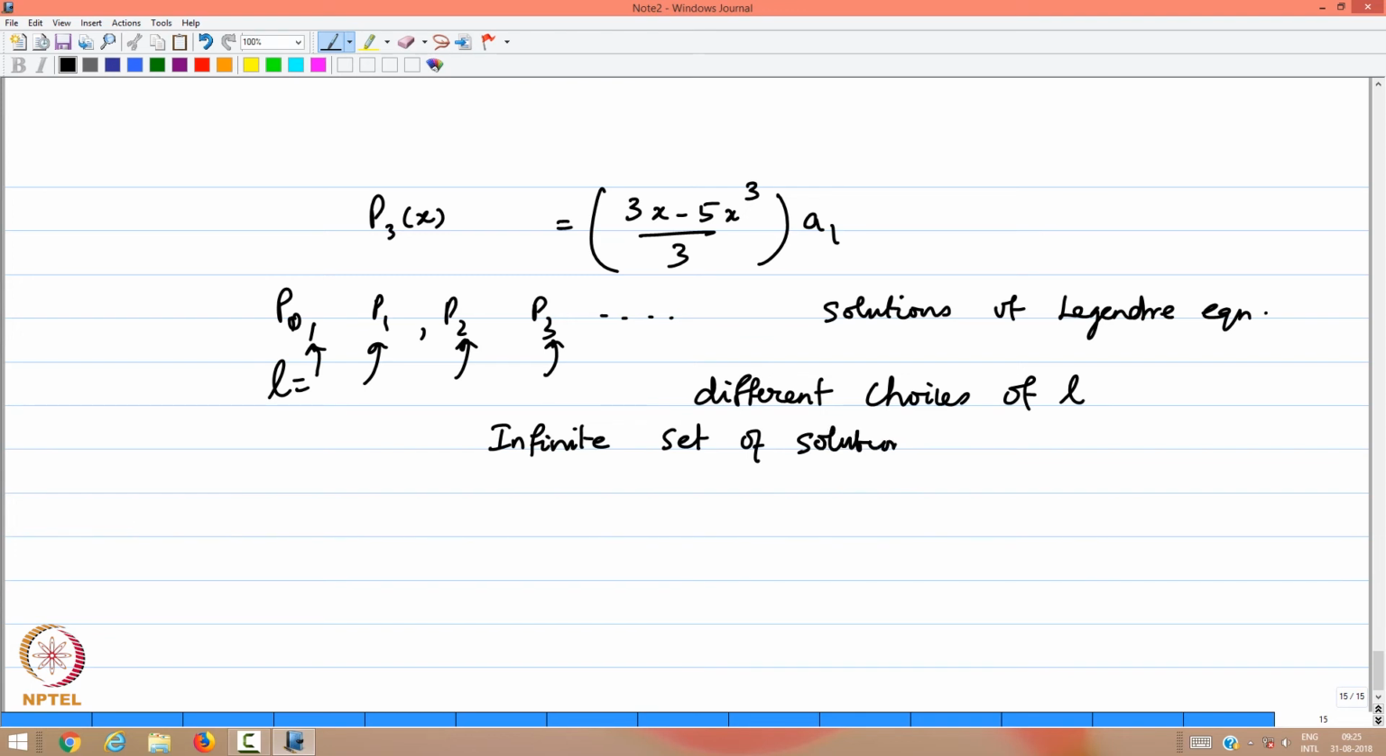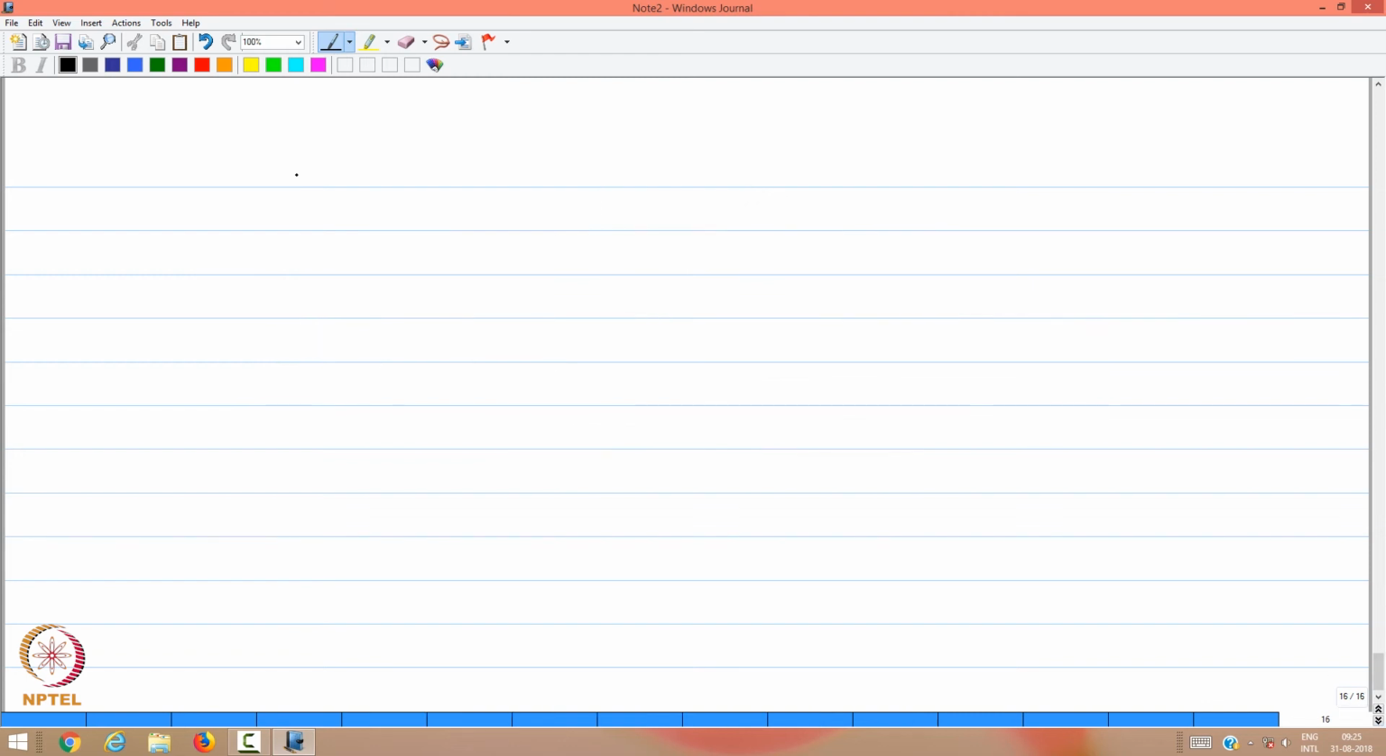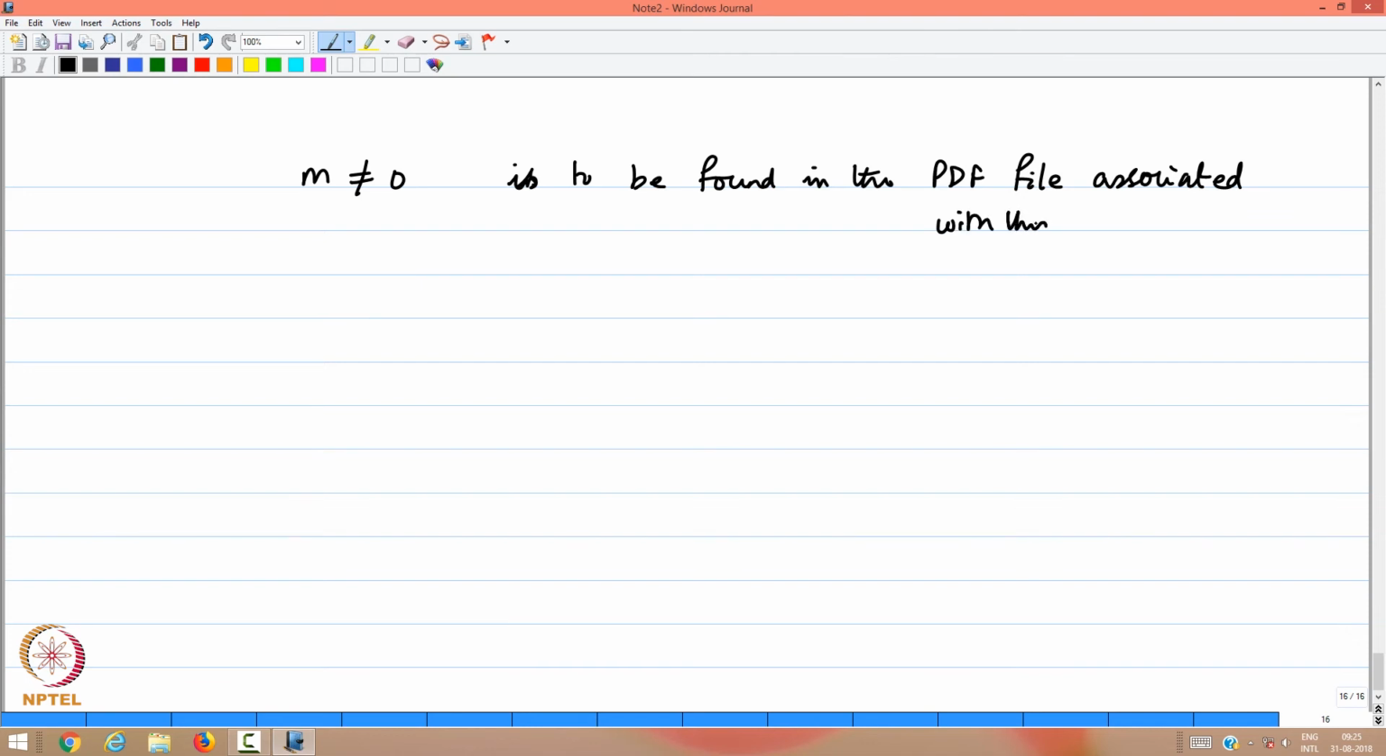This is all with m equal to 0. I have given a fairly detailed lecture notes in which m not equal to 0 is to be found in the lecture PDF file associated with this course. Okay. And since the arguments are identical to what I have already presented, let me complete this. The arguments are exactly the same as what was done.